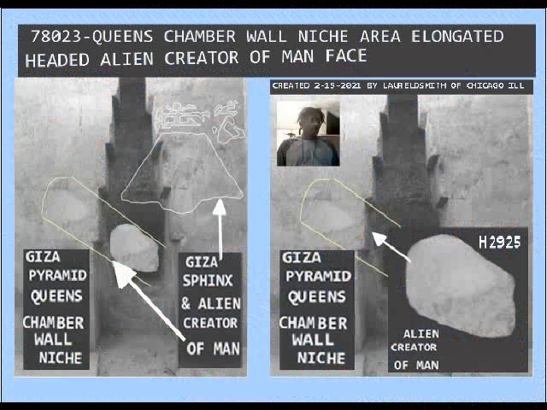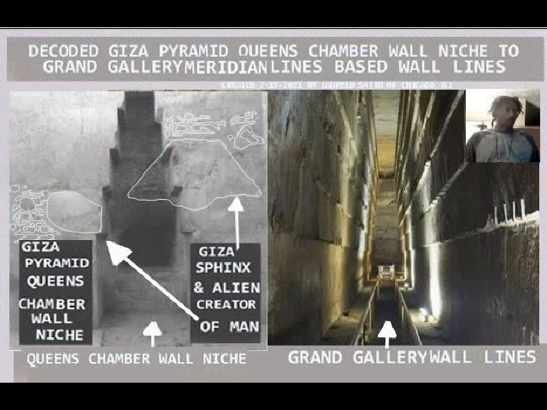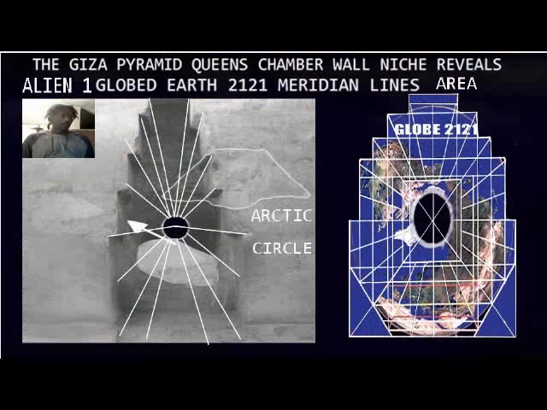So it's only legally and theologically right to say that the Giza pyramid, African continent children of Ham, has a Queen's Chamber wall image. If you look at the micropixelated wall data of the Queen's Chamber, the first room in the Giza pyramid, you will say, wait a minute, we just walked up the Grand Gallery. And the Grand Gallery, which I discovered, is a scale model of the globe Earth meridian lines. I'm going to show you the globe Earth 2121 meridian lines. If you put the globe Earth 2121 meridian lines next to the Giza Pyramid Grand Gallery, you say, oh my God. So we decoded the Giza Pyramid Grand Gallery wall lines to the Queen's Chamber wall niche.